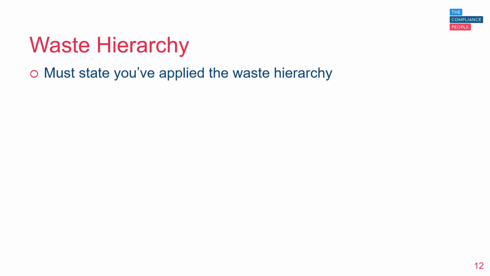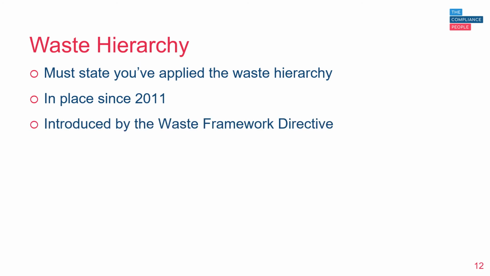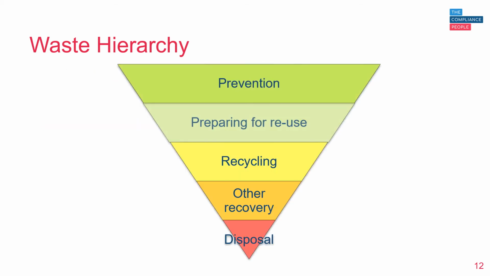So the waste hierarchy. As mentioned in section B, the producer of the waste, or the waste transferor, has to sign and tick to say that they've applied the waste hierarchy. So what is the waste hierarchy? Well, it's been in place since 2011 and was introduced by the Waste Framework Directive, and it identifies 5 steps, which you can see on the slide here, for dealing with waste in order of priority. It shows the order of priority you should apply when you make decisions about the resources used and the waste generated by your business.